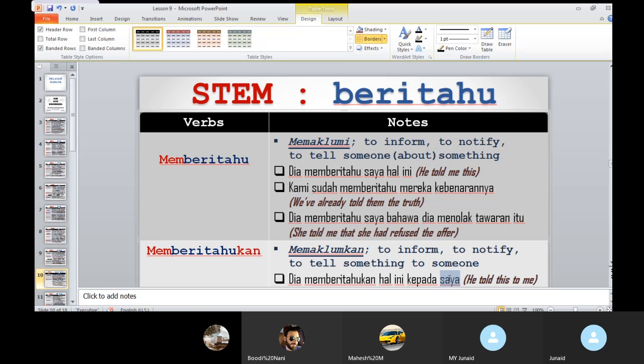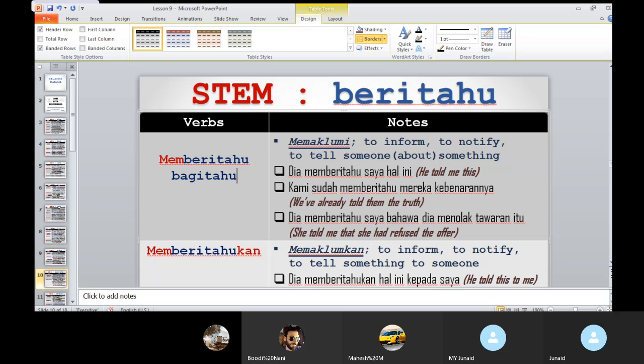But don't worry. In daily life, spoken Malay, just use beritahu. Dia beritahu. Dia beritahu saya. Yeah, you don't have to say memberitahu or memberitahukan. It doesn't have any difference in spoken Malay. Just use beritahu. Or there is another word we use, bagi tahu.